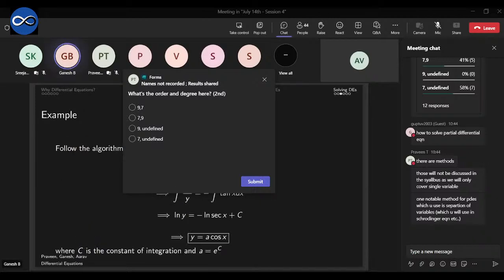Here's an example, and I'm pretty sure it's very easy for you to follow. You follow the algorithm, you rearrange it and pull all those y terms on one side and all those x terms on the other side, and just integrate it. You'll find that y is some constant times cos x, and when you plug y equals a cos x into this original equation, you find that it satisfies the equation for any a. So you'll find that there are infinite solutions for this differential equation.